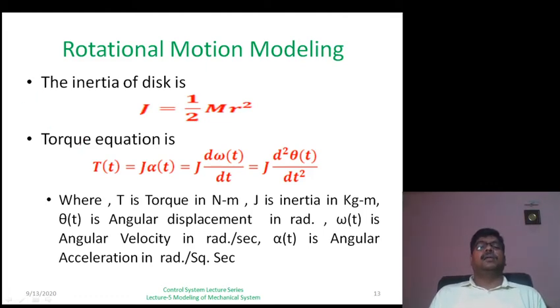So the torque equation can be represented as T(t) equal to inertia into angular acceleration. So J into alpha(t), or you can write J d omega(t) upon dt, where omega is the angular velocity, or J d square theta(t) upon dt square, where theta(t) is the angular displacement in radian.